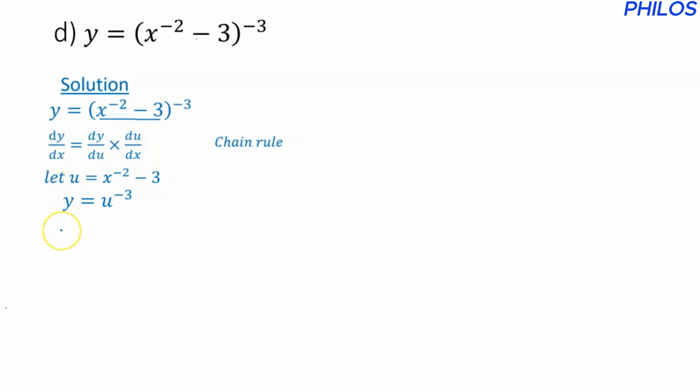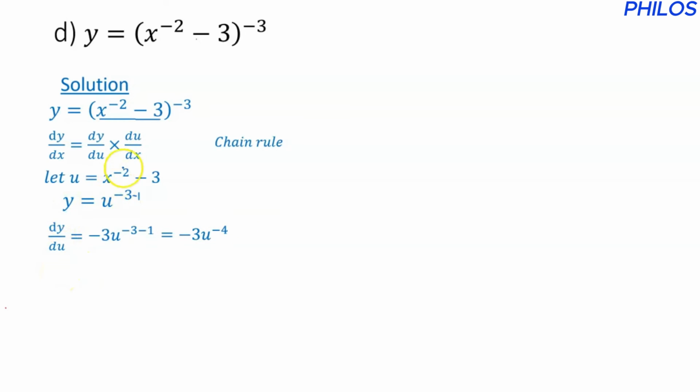Okay, so first let's find dy over du. To get dy over du means we should differentiate y with respect to u. To differentiate y with respect to u, we use the exponent, which is negative 3, to multiply it, and that will make it negative 3 u exponent negative 3, then we subtract 1 from the exponent. So we get negative 3 u exponent negative 3 minus 1. Negative 3 minus 1 will give you what? Negative 4, isn't it? So that will make it negative 3 u exponent negative 4.